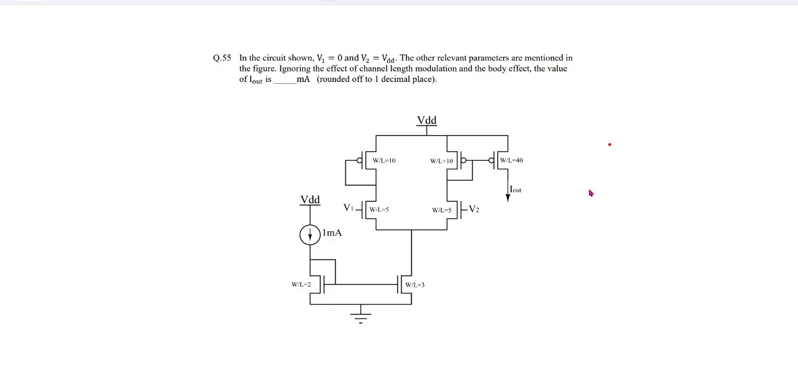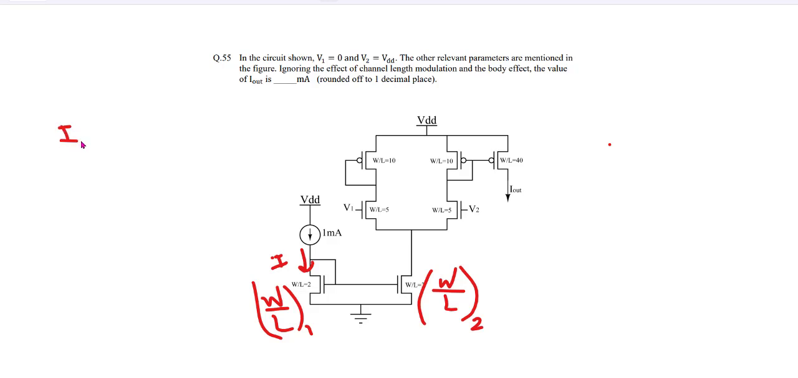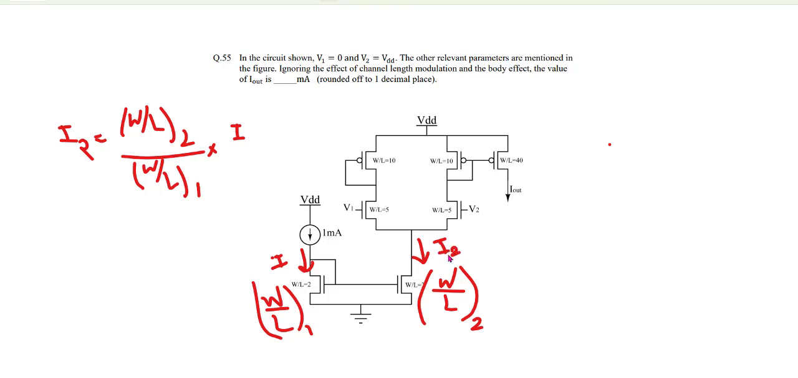So this is a question of the current mirroring concept. So what is the current mirroring concept? If there is a current I flowing here, and this is W by L 1, and this is W by L 2, then the I2 will be W by L 2 upon W by L 1 into I. And I2 is the current flowing from here. Okay, so this is what the current mirror does, right?